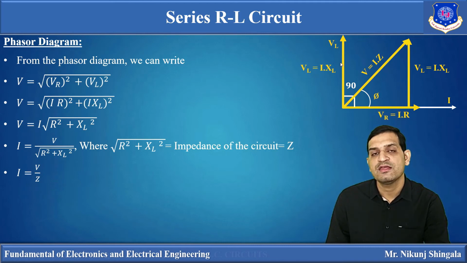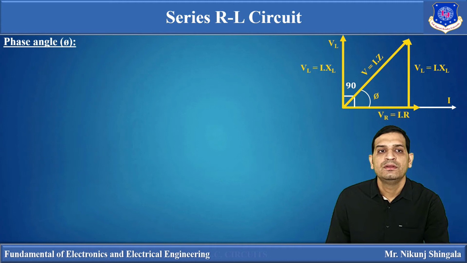In the case of an AC circuit, whenever there is more than one element connected, whenever there is a series or parallel combination of the elements, impedance will come into the picture, and impedance is represented by Z. So for this particular case, the series RL circuit, impedance Z is equal to square root of R square plus XL square.